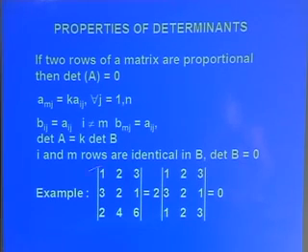Now look at this example. Here we are having 1 2 3, 3 2 1, 2 4 6, that is the first row and the third row, they are proportional. So one can write it as 2 times this. So this is my B matrix. Now in this B matrix, 1 2 3 and 1 2 3 in the first row and the third row are identical. So this determinant is 0, and that proves that this 3 by 3 determinant has value 0.